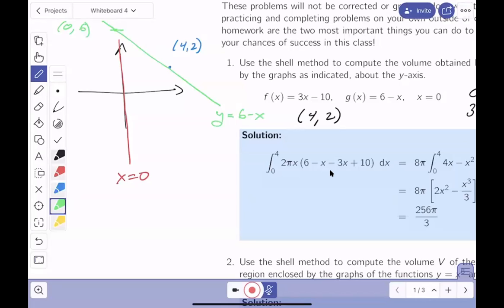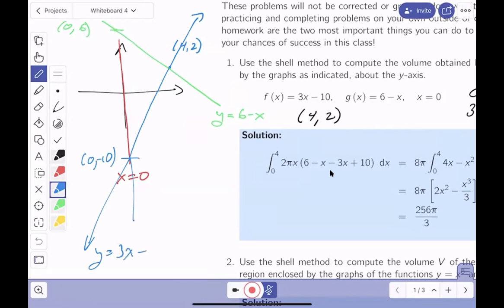Let's do the other one. The other one's 3x minus 10. And minus 10, roughly speaking, I'm going to say that's 6. This would be like minus 10. It doesn't have to be a great picture. It's just a point 0, minus 10. And what does it look like? It looks sort of like this over here. And what's that going to be? That's the line y equals 3x minus 10.